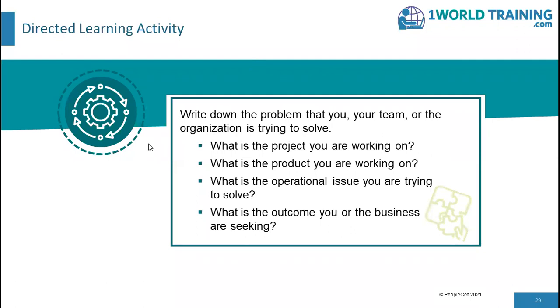Here is a small learning activity for you to try on your own. Write down the problem that you, your team, or the organization is trying to solve. What is the project you are working on? What is the product you're working on? What is the operational issue you're trying to solve? And what is the outcome you or the business are seeking?